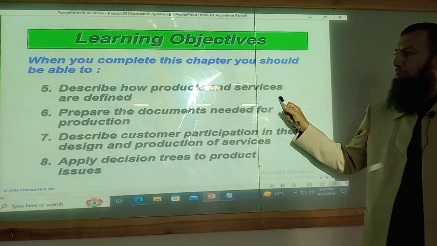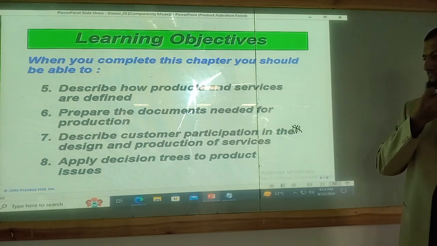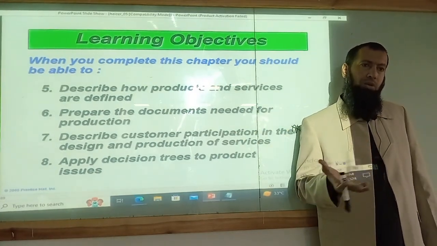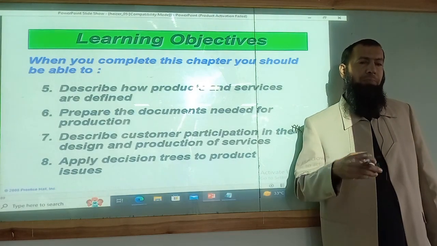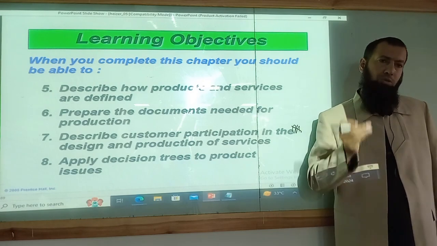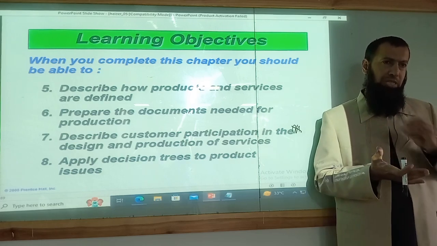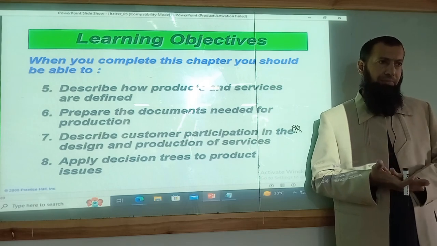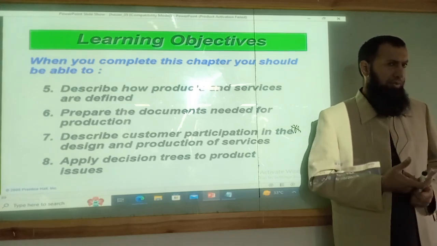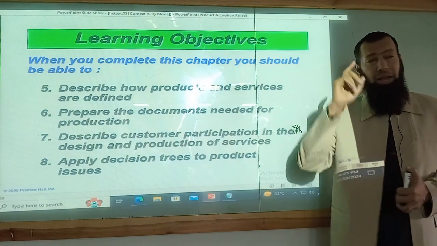You need to define the product and services, prepare the documents needed for production, and describe customer participation in the design. When we talk about the documentation, it is not about the product usage only. It is about the engineering also. For example, you give the product design documents to the industrial engineer to manufacture the product. In that document, the specification is there. The engineering design is there. Through that design, they first develop the product as per the demand, as per the design. It is very important how you document it.